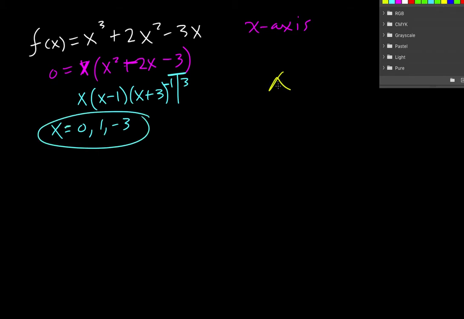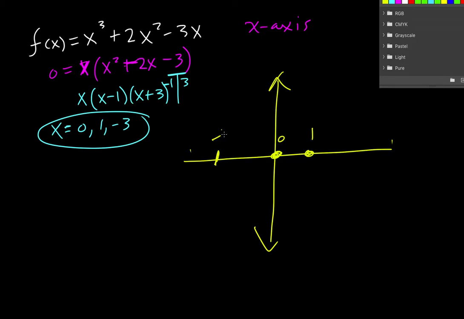Okay, so if we draw a quick graph, we're going to cross at 0, at 1, and at negative 3. Now, because the leading coefficient is positive, and it's a third degree, it's going to go something like this. And so we have an area above the curve as well as an area below the curve. So let me do those in different colors actually. That one's going to be blue.